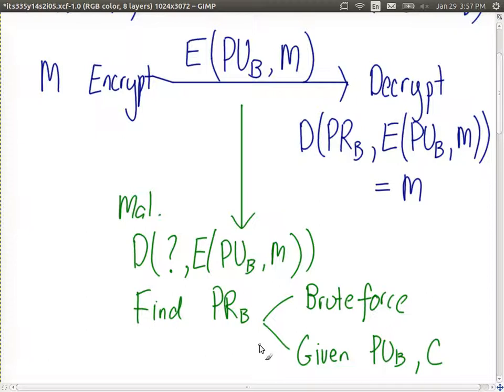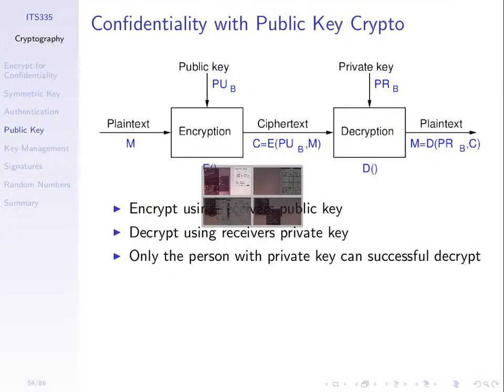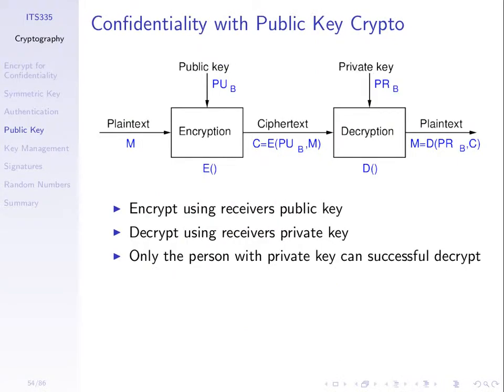C is ciphertext. Sorry, I didn't write it. C is just short for the ciphertext. We assume they always know the ciphertext. They know the algorithms. They also know the public key. It must be practically impossible to find the private key. So the algorithms must be designed such that it's hard to do, and there are algorithms that do that. RSA is a very popular one. That was for confidentiality, that is, keeping the message secret.